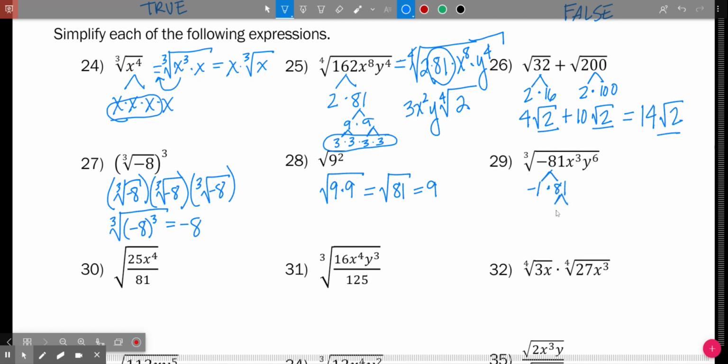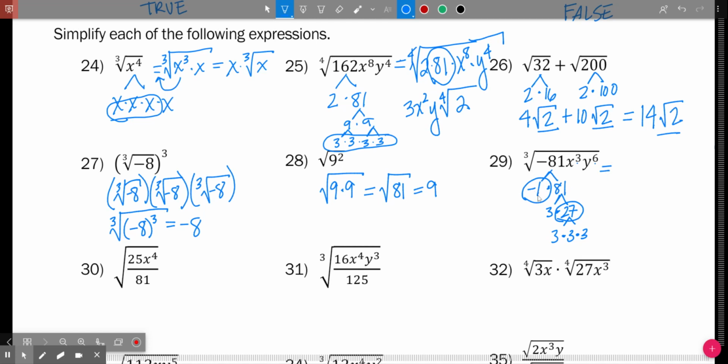81 is going to factor into 3 times 27. 27 is a perfect cube because it's 3 times 3 times 3. So I can take the cube root of 27, and negative 1 is also a perfect cube. And since both of my exponents on my variables are divisible by 3, those are also perfect cubes.